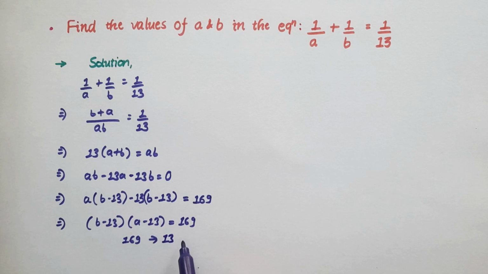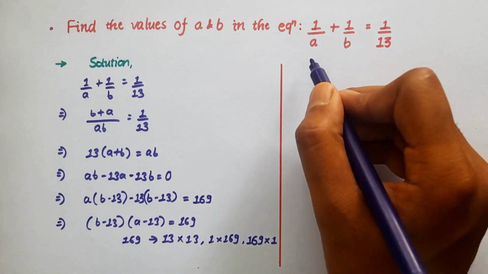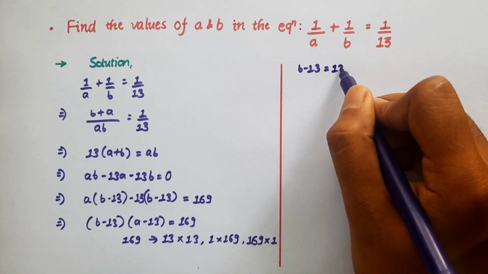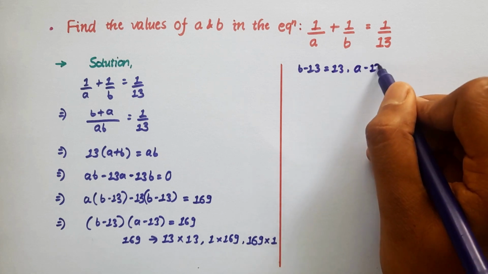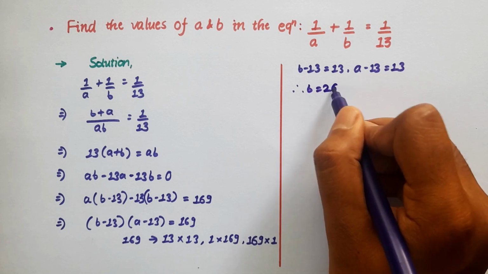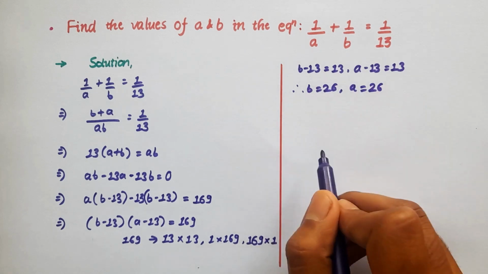So 13 times 13 is the first possible pair. The other one is 1 times 169. And finally we have 169 times 1. So let us consider all of these cases to find out the values of a and b. Considering the first case, we have b minus 13 is equal to 13 and a minus 13 is also equal to 13. This gives us b is equal to 26 and a is also equal to 26. So this is the first set of solution for a and b.